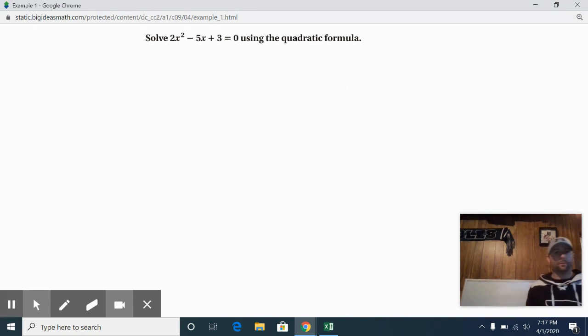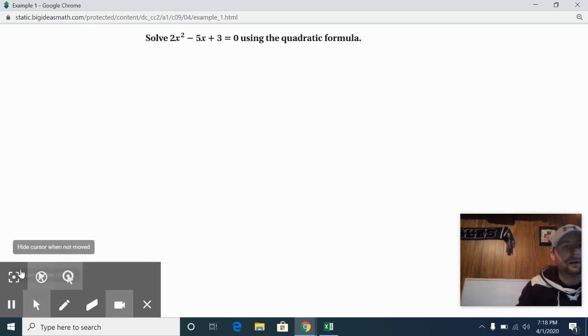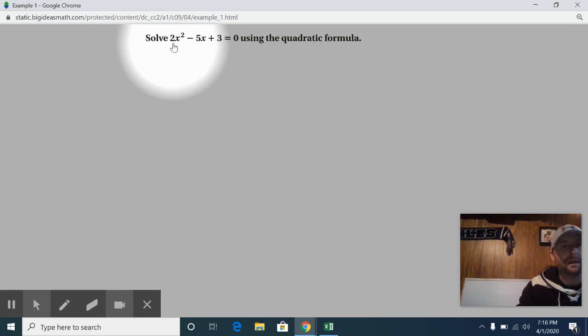All right, so example 1, here we go. First thing I want to look at is my equation in the correct form? Is it in the form of ax squared plus bx plus c equals 0? Yeah. So I want to identify each of these variables. My 2 here is going to be a. My negative 5 here is going to be b. And my 3 here is going to be c.